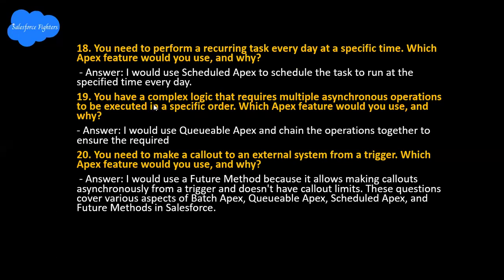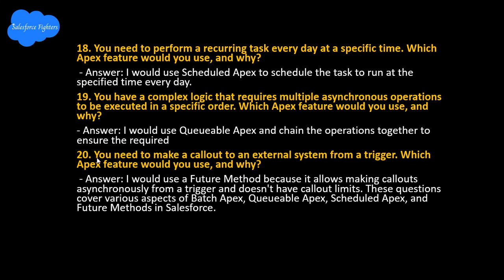Next question. You have a complex logic that requires multiple asynchronous operations to be executed in a specific order. Which Apex feature would you use and why? I would use Queueable Apex and chain the operations together to ensure the required order.